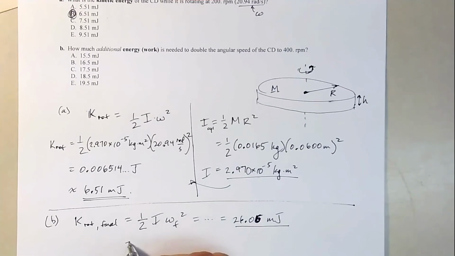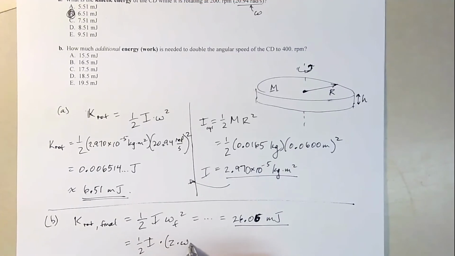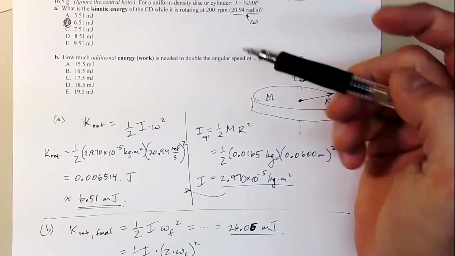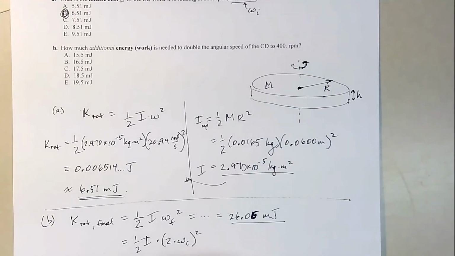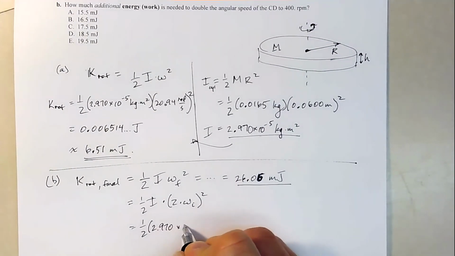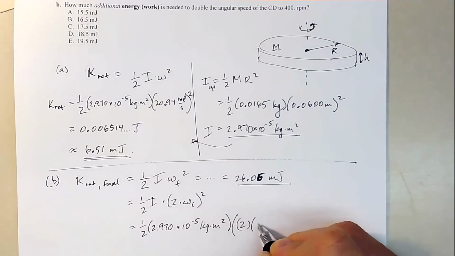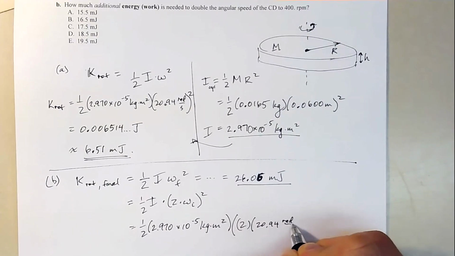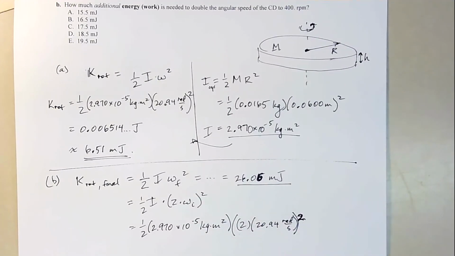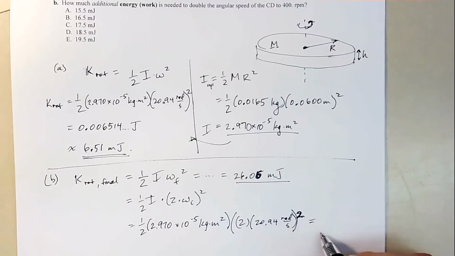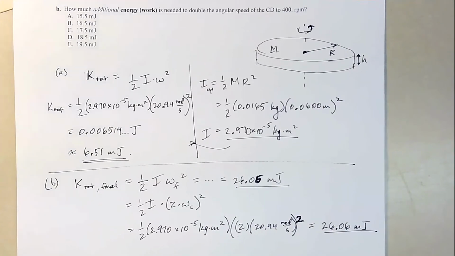The other way to solve this would be to go through and actually plug in all of the values. So this is going to be 2 times the value of omega initial that we have up here. Okay, so then that would be 1/2 times 2.970 times 10 to the negative 5 kilogram meter squared. And then I have 2 times 20.94 radians per second, squared. Oh, the whole thing is squared. Okay, so the square applies to the 2 as well. And then I asked my calculator what that is, and behold, it's the same answer, 26.06 millijoules.